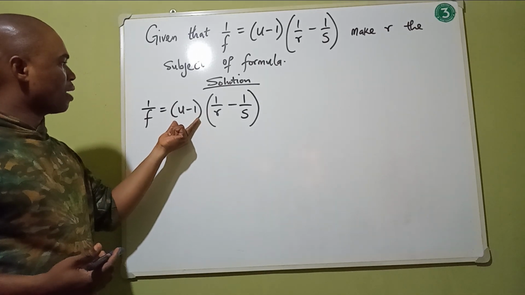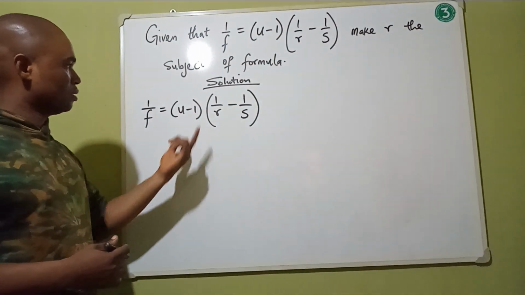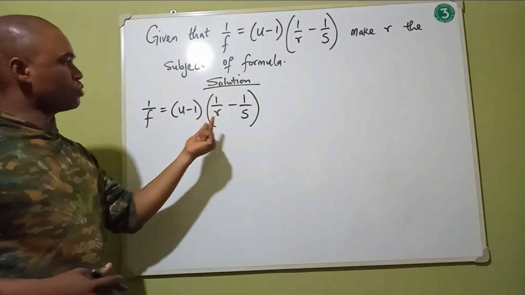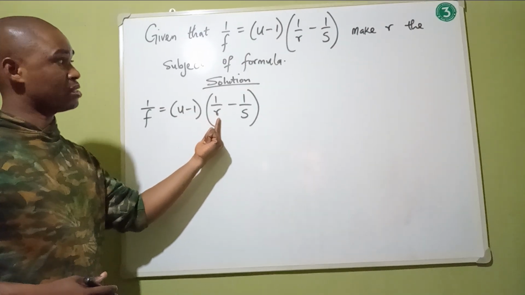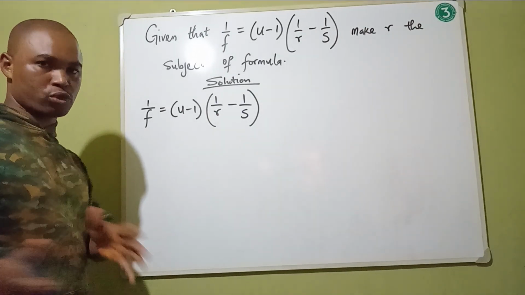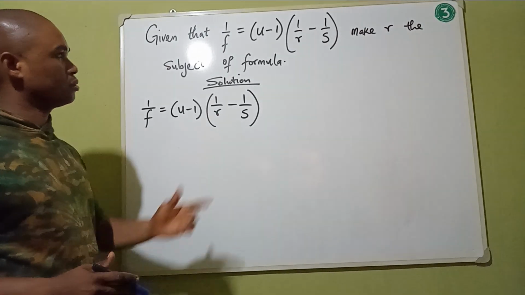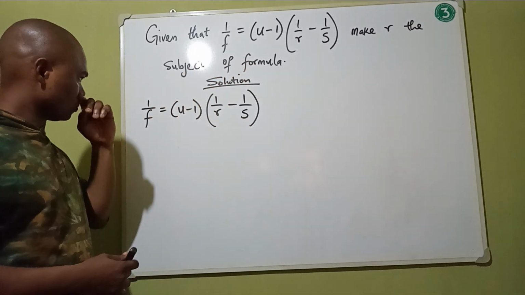I can expand this, then find the LCM, then proceed. Now, our aim is to make r the subject of the formula, that is, we want to isolate it. That is what it means. We want to isolate it. That is, our r will be equal to something. That is what we want to do. That is what we want to make our subject of the formula.